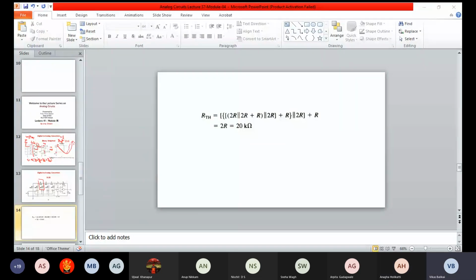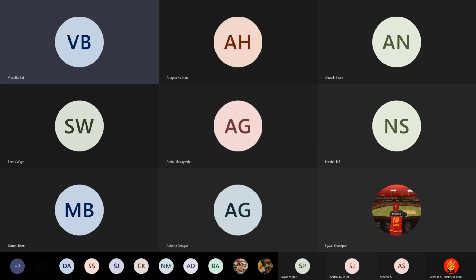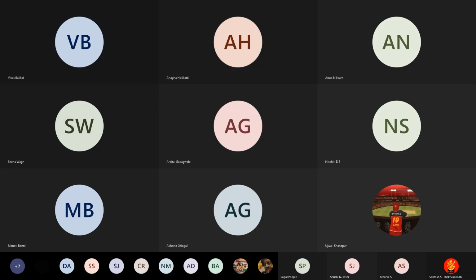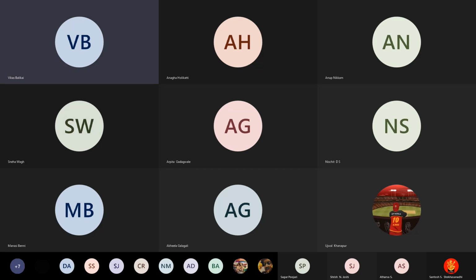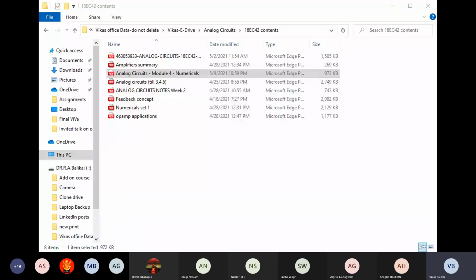Yes, sir. Okay, so quickly I'll just share the numericals over here, and then we can proceed. Can you see the screen, the numerical? Now this is a small numerical on the Schmitt trigger. This is example number 8.1 from page number 321 of this particular textbook.